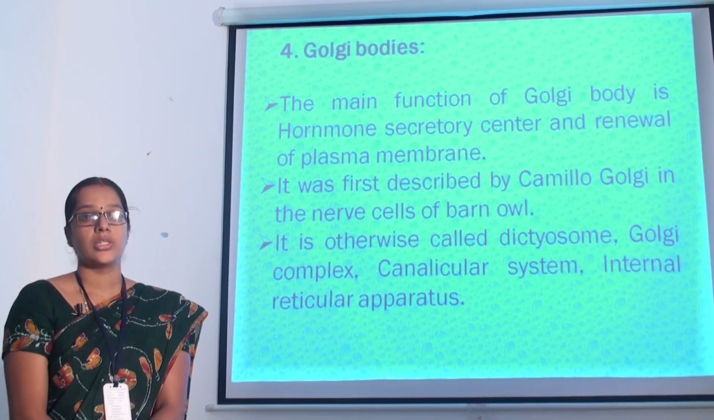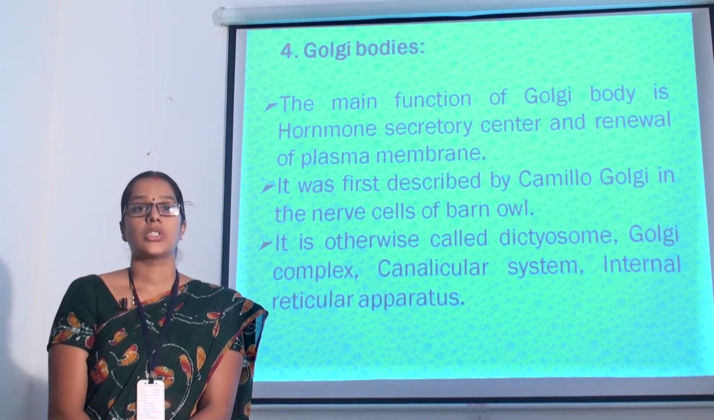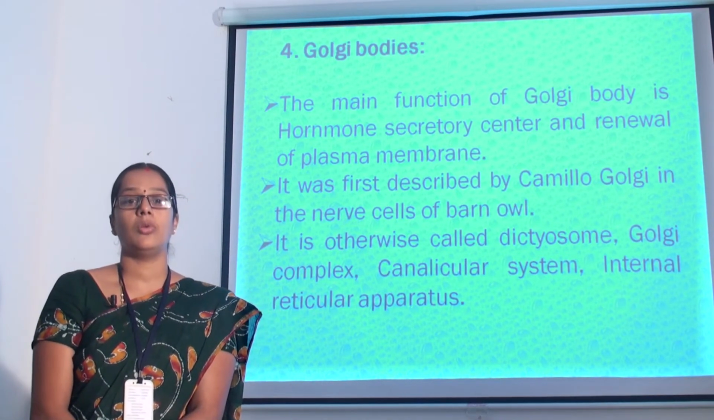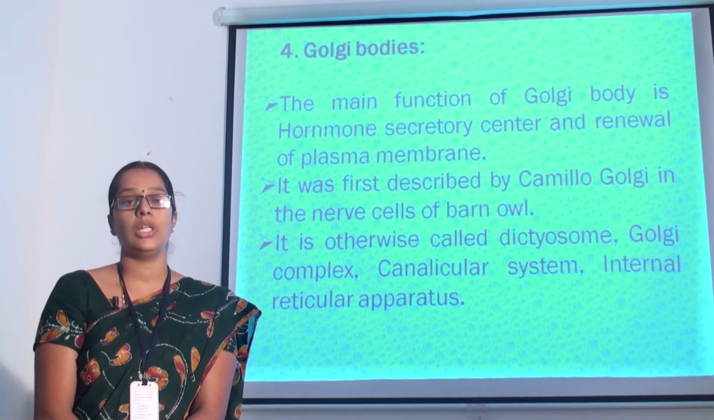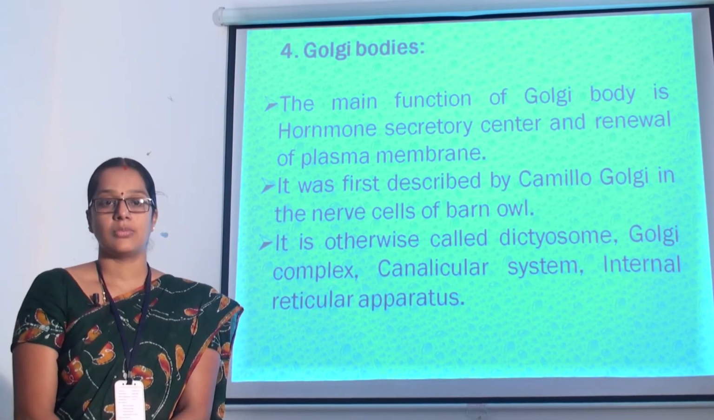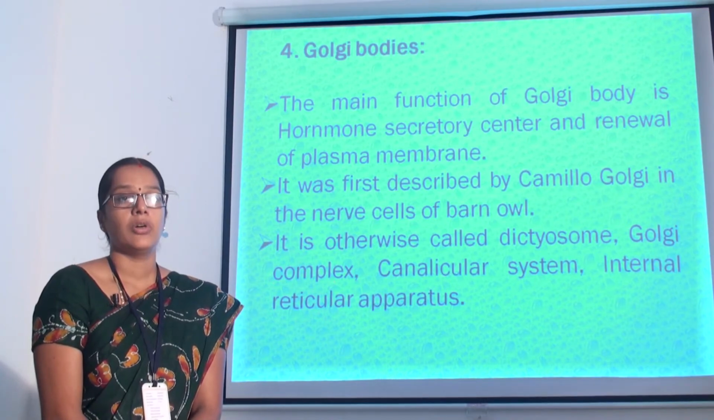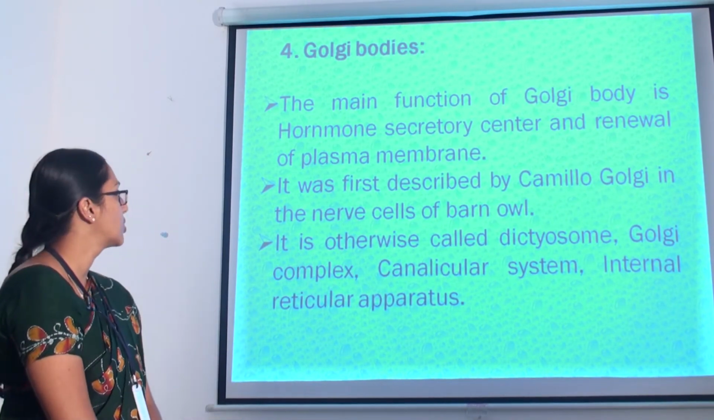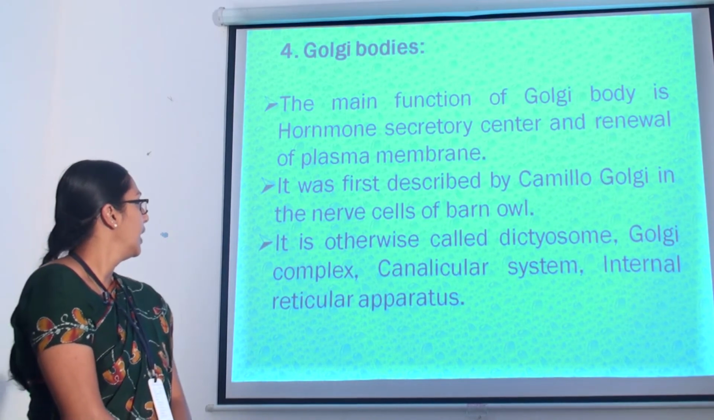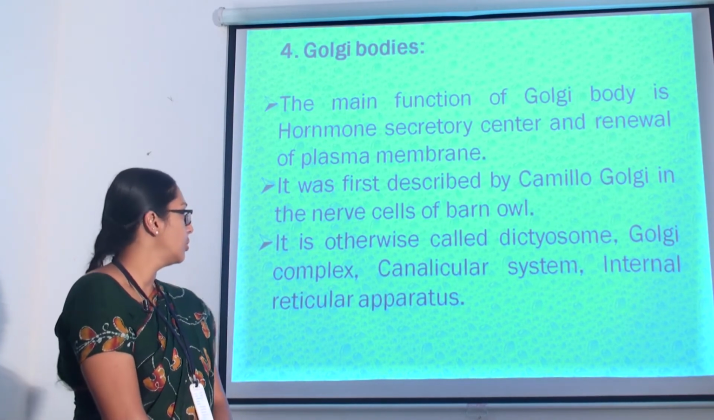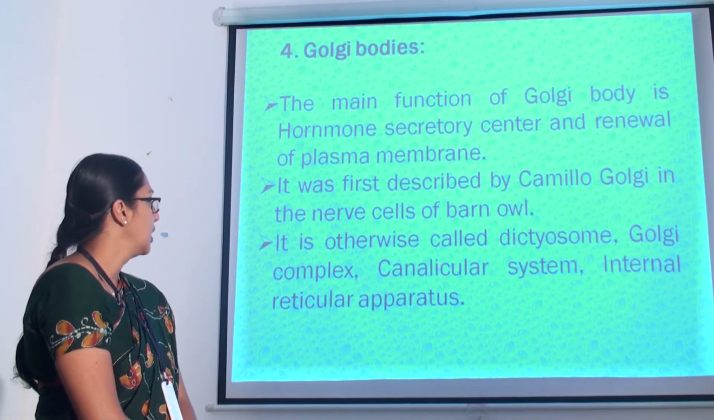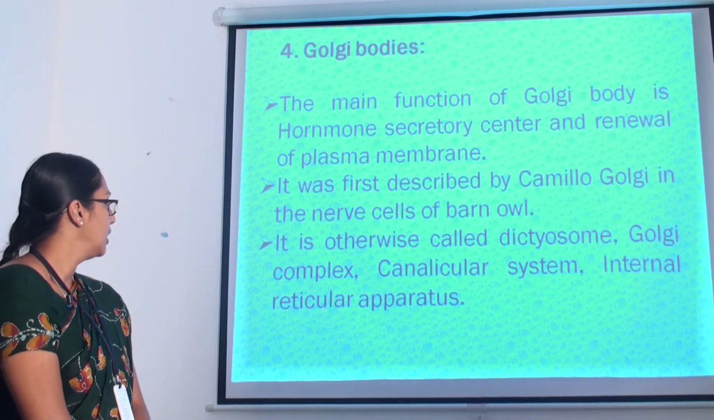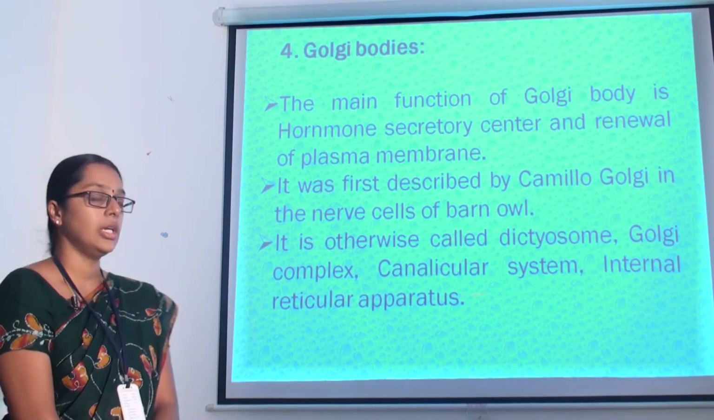Next one is the Golgi bodies. The main function of the Golgi body is as the hormonal secretory center and the renewal of the plasma membrane. It was first discovered by Camillo Golgi in the nerve cells of the barn owl. It is otherwise called dictyosome, Golgi complex, canalicular system and internal reticular apparatus.